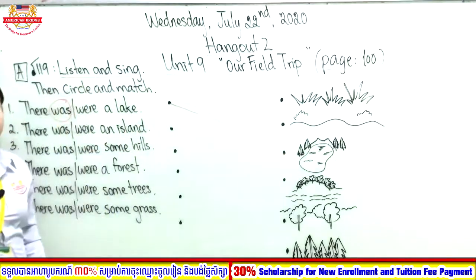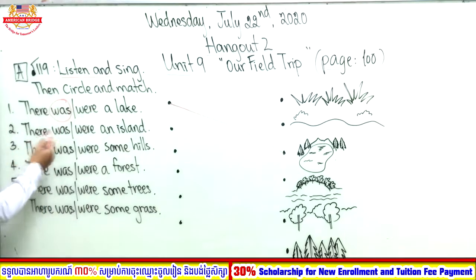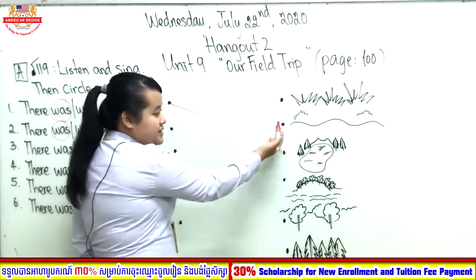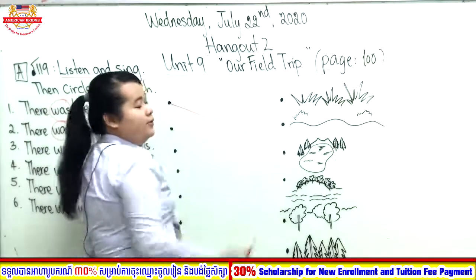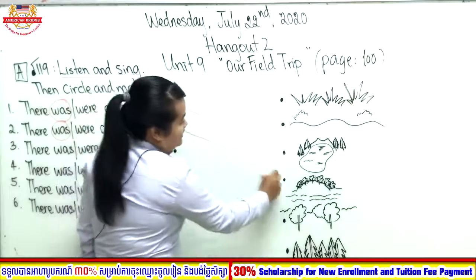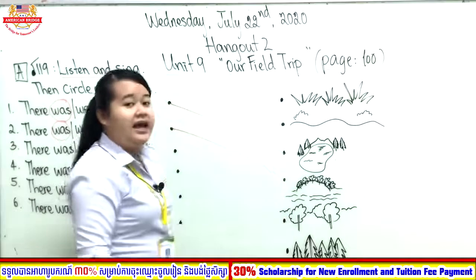Okay, so now let's move to number 2. There was or there were an island. So the correct one is there was. Very good. So there was an island. So match to the picture with the island. This one, or this one? Great. So picture number 4, right? So teacher will draw a line again. Okay, so this one is the island.